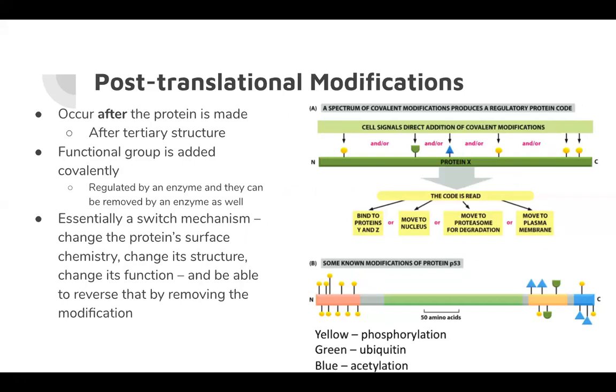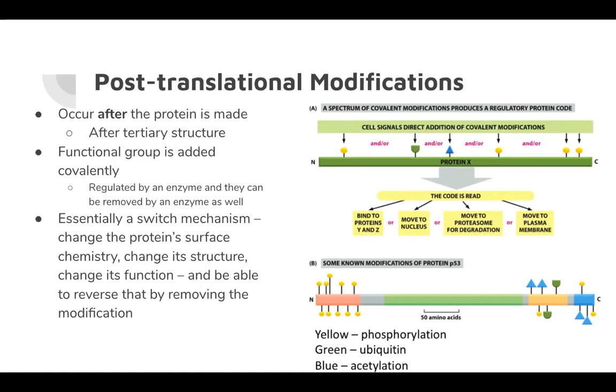Okay, so next we talked about post-translational modifications. I did receive a few questions about these types of modifications, but it's important to know that they occur after the protein has been made, hence the word post. This usually occurs after tertiary structure, which is the overall shape of the protein. That's when your alpha helices and beta sheets from secondary structure all form together to make this massive protein.